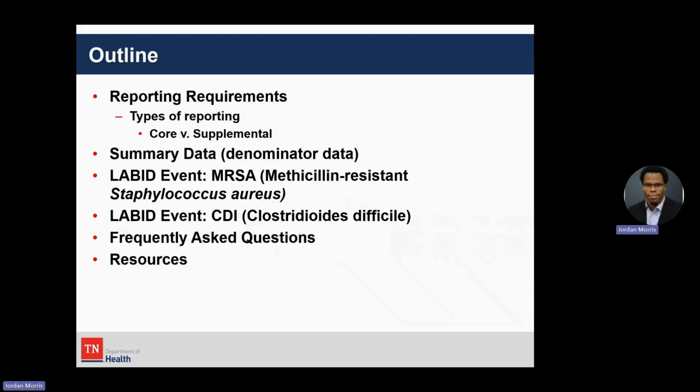Today, we'll review multidrug-resistant organisms and CDI reporting requirements, summary data, and LabID event definitions for methicillin-resistant Staphylococcus aureus and Clostridioides difficile, as well as a couple of frequently asked questions, which will be basically scenarios where I ask questions and you give answers, and we just talk about those answers. Then I'll give a couple of resources that you can use. All of this information will be coming from Chapter 12 of the Patient Safety Manual.